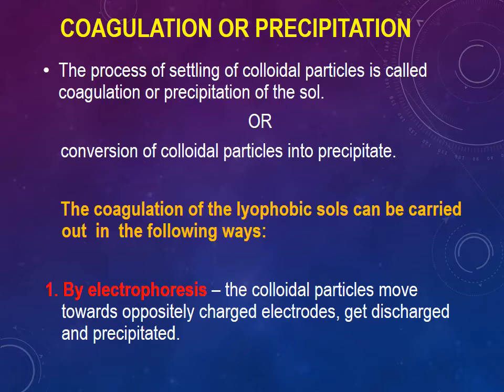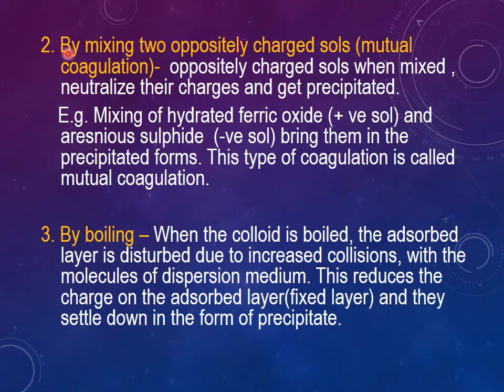Why does it form precipitate? Because colloidal particles have a charge and the electrode has the opposite charge. So due to the movement of charges towards the oppositely charged electrode, there is a chance of neutralization. Due to neutralization, near the electrode, precipitation will take place. So electrophoresis leads to precipitation of colloidal particles due to neutralization of charge. By mixing two oppositely charged sols. Oppositely charged sols when mixed neutralize their charges and get precipitated.